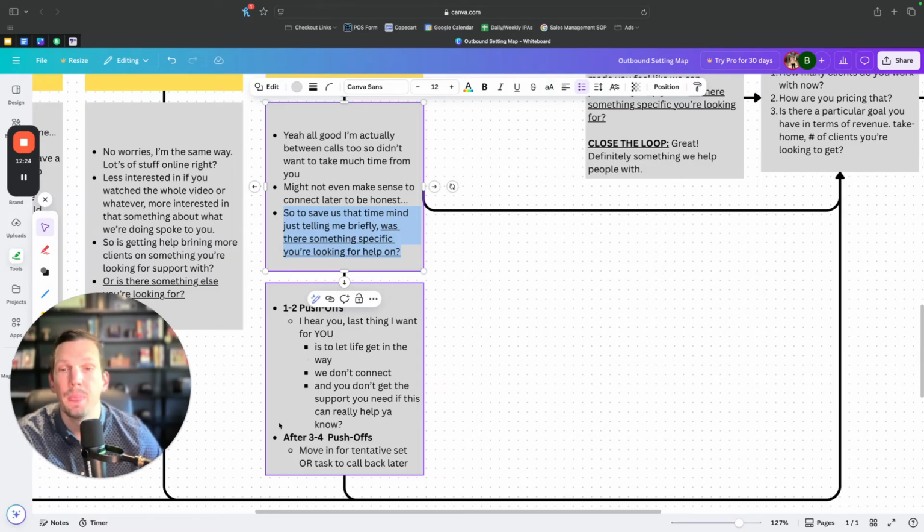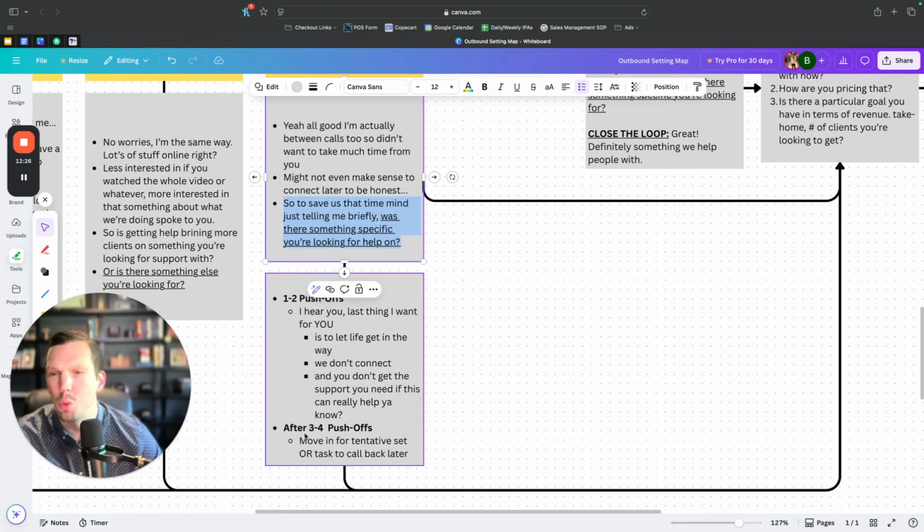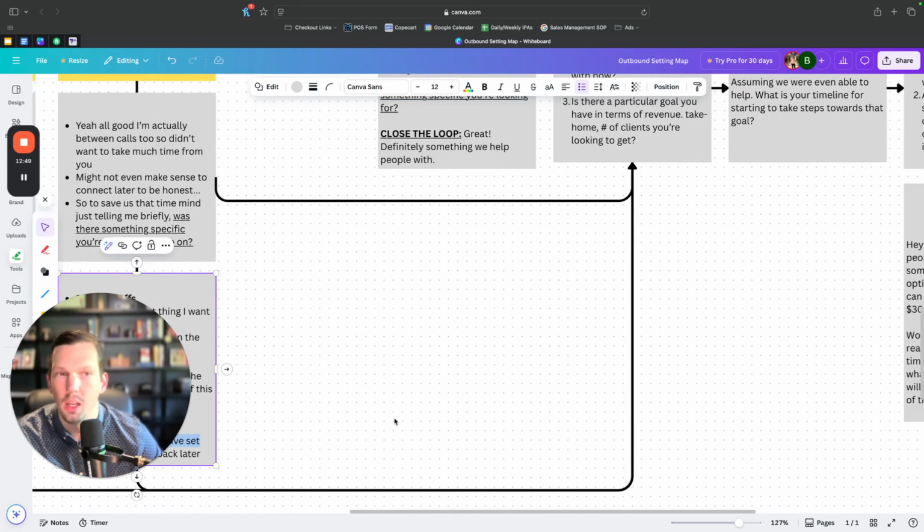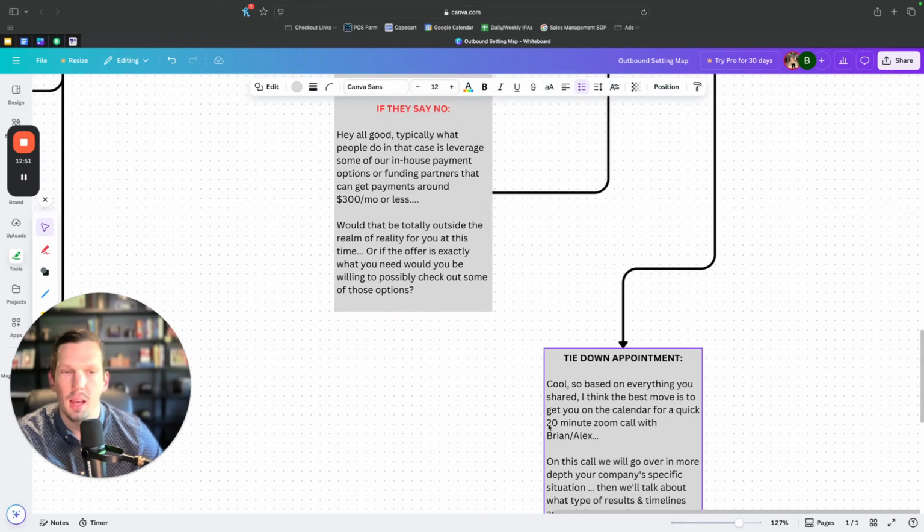Let's talk. And then if they're still pushing you off and they're clearly in the middle of something and have to go right then and there, I would move in for a tentative set, but obviously the no-show rates on these sets are a little higher. I might say something like, hey, instead of chasing each other around, would you be opposed to us throwing a 15 or 20-minute call on the calendar? That way we can come back to this conversation later without hunting each other down. Great. You can then jump down to tie down the appointment, right?